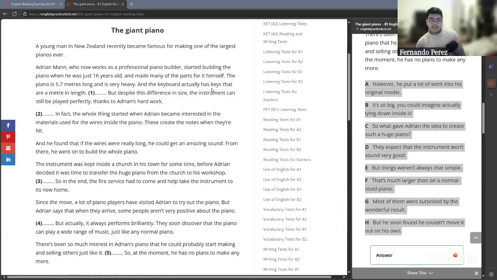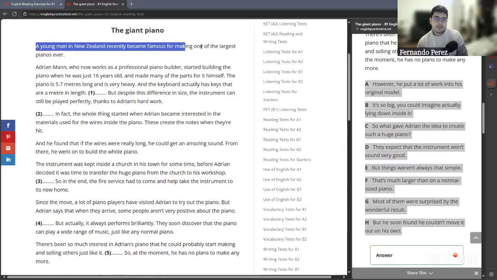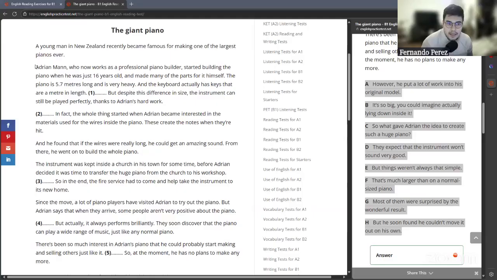A young man in New Zealand recently became famous for making one of the largest pianos ever. Adrian Mann, who now works as a professional piano builder, started building the piano when he was just 16 years old and made many of the parts for it himself. The piano is 5.7 meters long and is very heavy. And the keyboard actually has keys that are a meter in length.